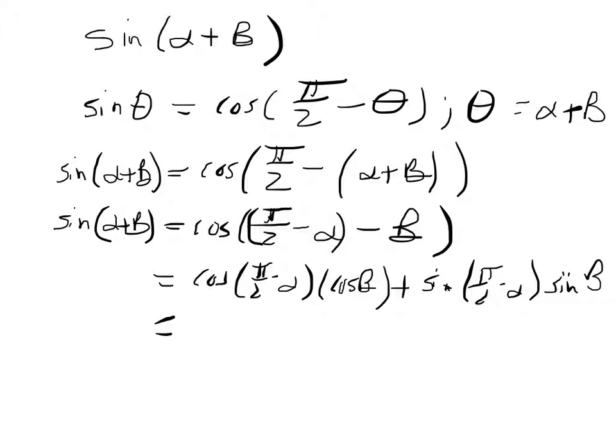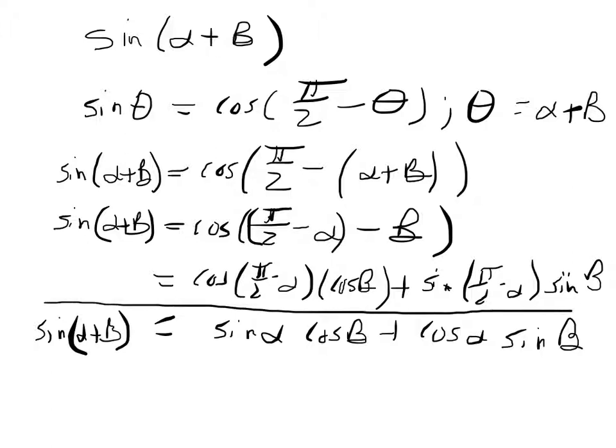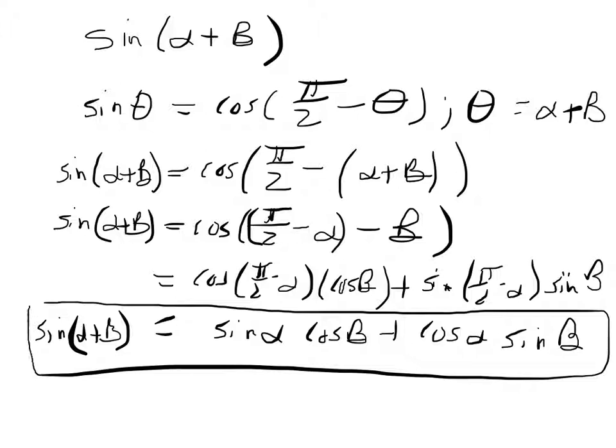And then we're going to use our cofunction identities. The cosine of pi over 2 minus alpha is the sine of alpha, cosine of beta, plus the sine of pi over 2 minus alpha is the cosine of alpha and sine of beta. And indeed, the sine of alpha plus beta equals sine alpha cosine beta plus cosine alpha sine beta. There's another one. Again, do we want to memorize? Yes, you want to memorize.